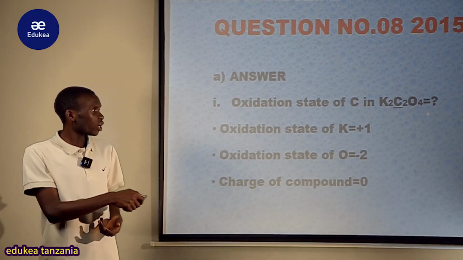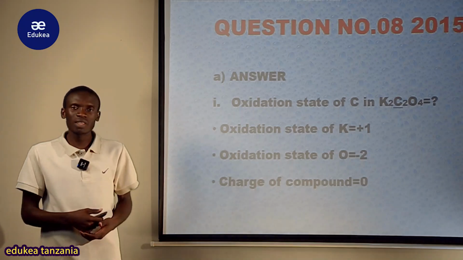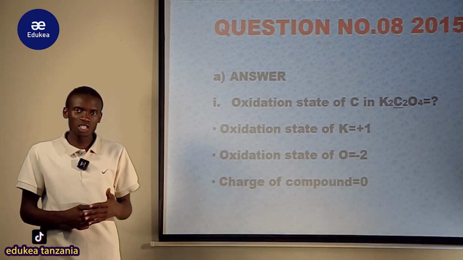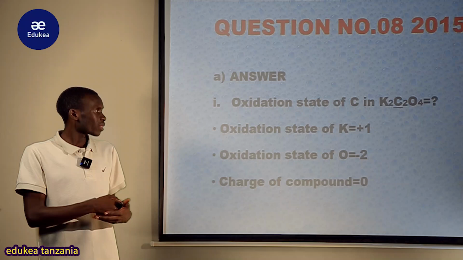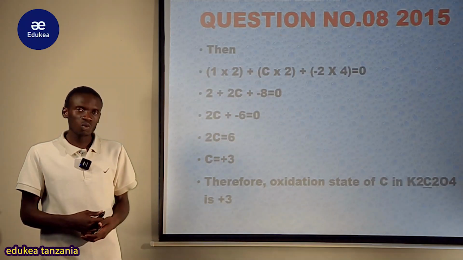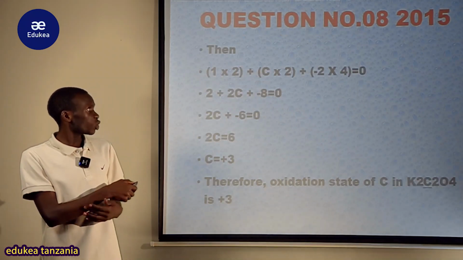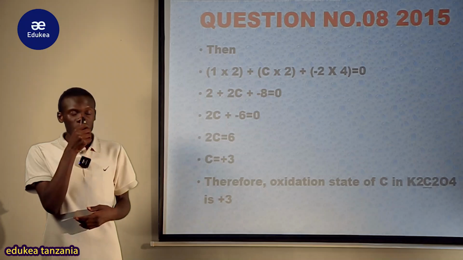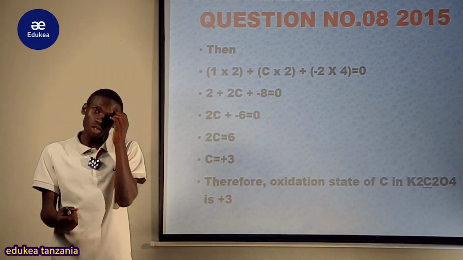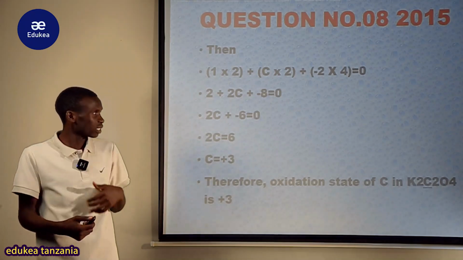And the charge of the compound here: this compound is neutral. It means that the charge of this compound is 0. Then let's calculate the oxidation state of carbon. So the total oxidation states of the elements will be equal to the charge of the compound.